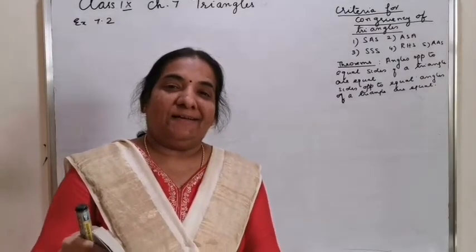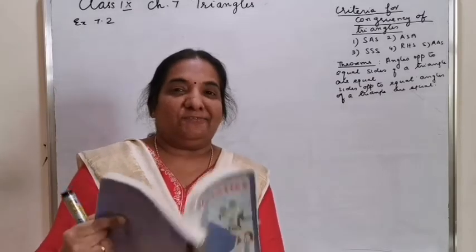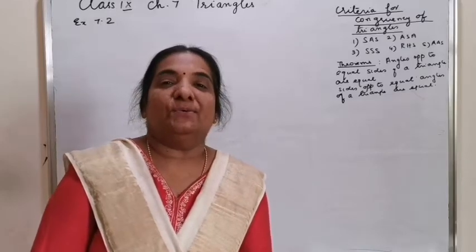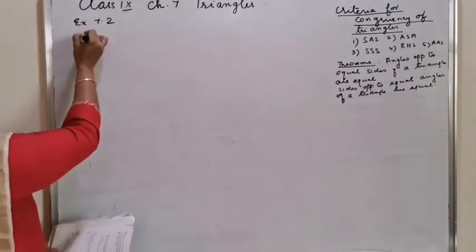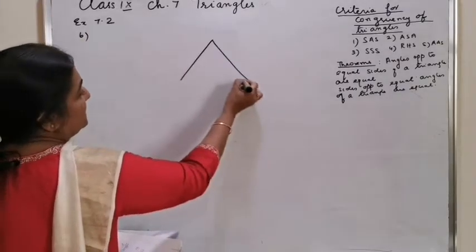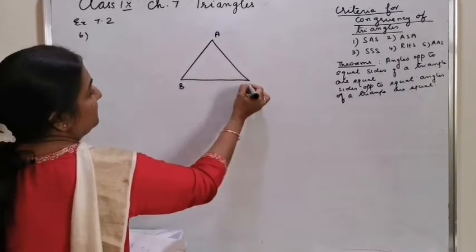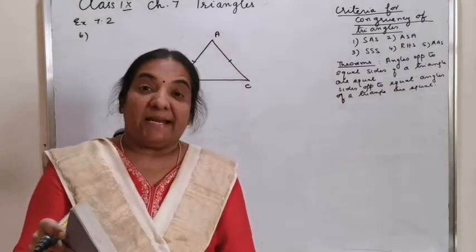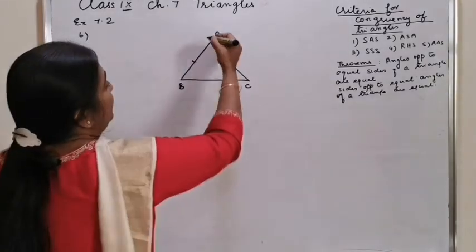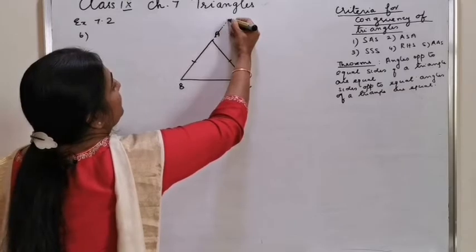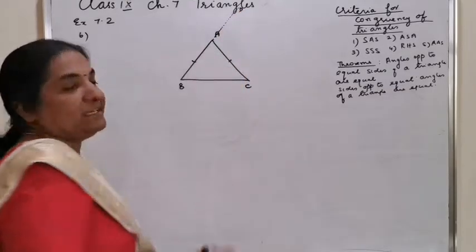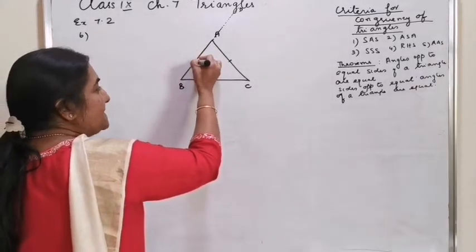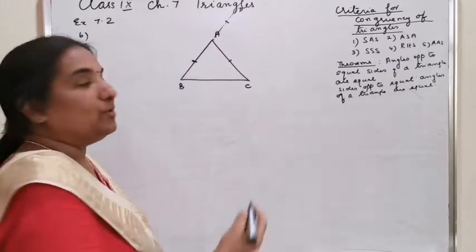Question number 6. A very important question for the examination. Triangle ABC is isosceles with AB equal to AC. The second condition, side BA is produced to the point D. Side BA is produced to the point D such a way that AD and AB are equal. That means AB length and AD length are also equal.